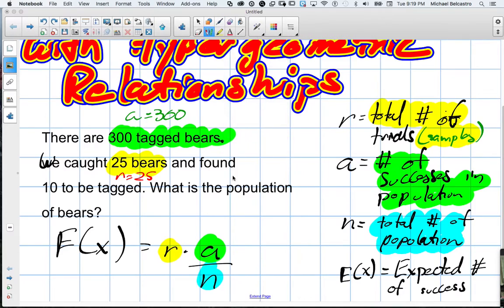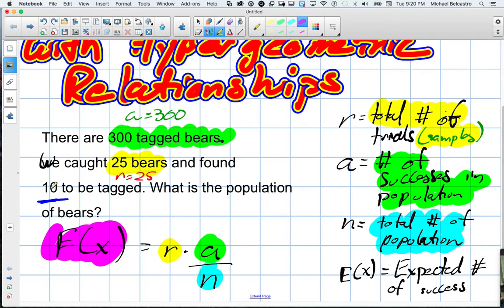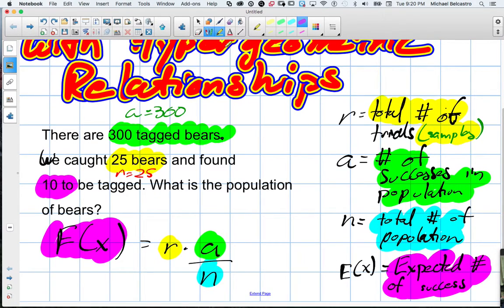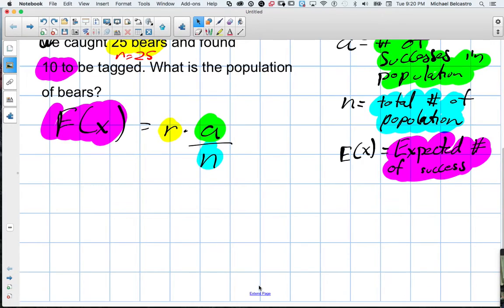Now this is the tricky part. Our expected outcome in this case is actually the 10 bears that turned out to be tagged. An expected outcome is the expected number of successes from your trials. We already know we took 25 bears and we successfully found 10 to be tagged. Let's give it a purplish color, but that's our expected outcome. We found 10 of the bears to be tagged. That was our expected outcome from our 25 trials. We didn't have to calculate it, it was already given to us.